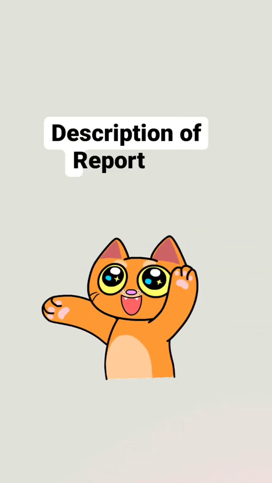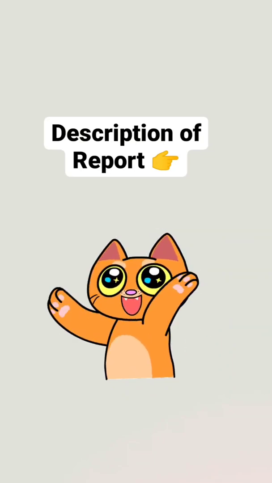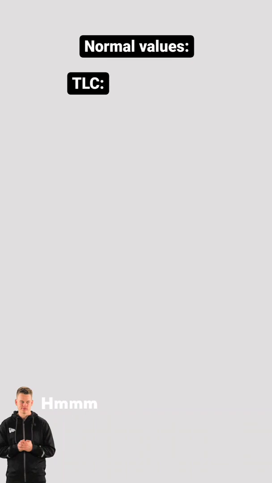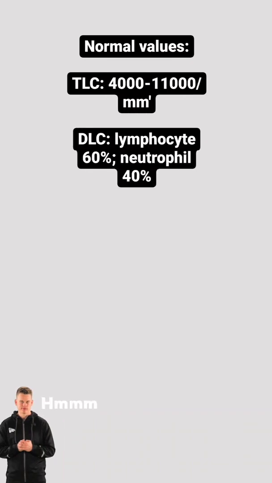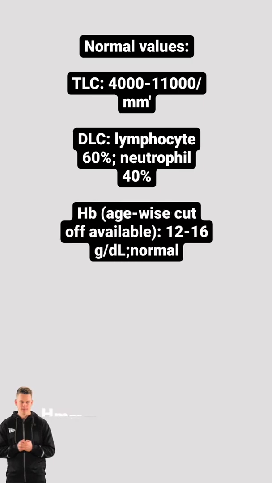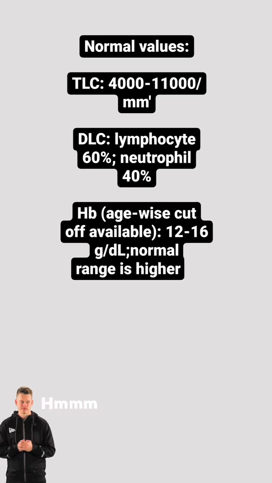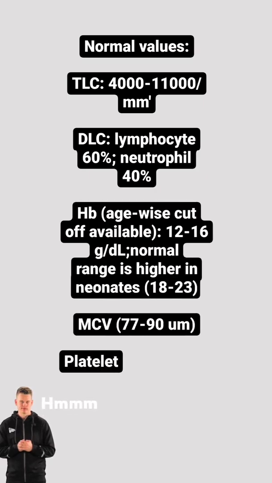Then in the report, when the report comes in hand, what are the parameters mentioned? First is TLC, that is total leukocytic count. Second is differential count. Third is hemoglobin level. Fourth is MCV, that is mean corpuscular volume. Then comes RDW, that is red cell distribution width.